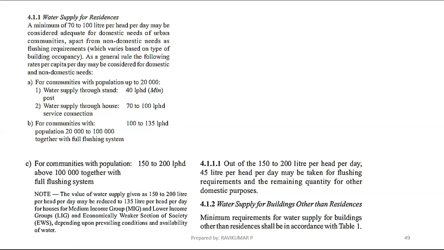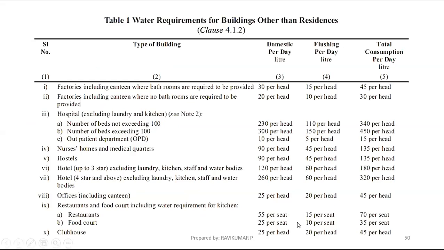Constantly you have to take 40 liter for the residential building. Other than residence, as per the table you have to take. Other than residence, they have clearly mentioned. If you are taking the factory building, 30 liter per day for domestic purpose, flushing purpose 50 liter they have clearly mentioned.